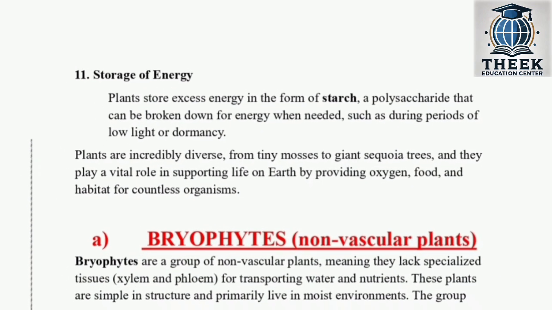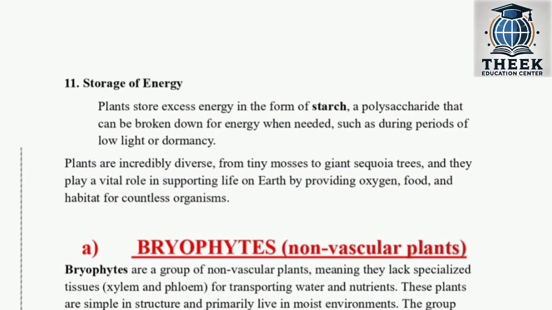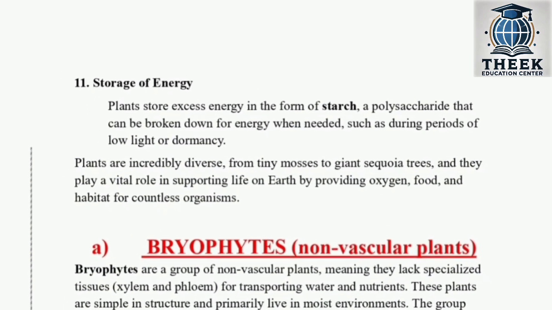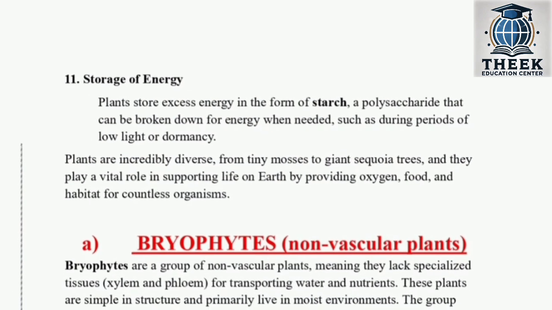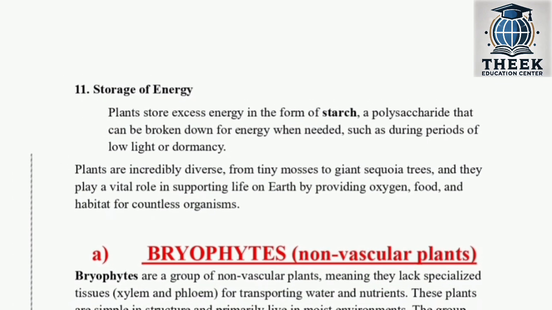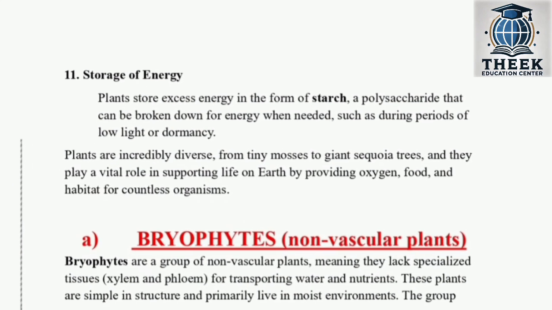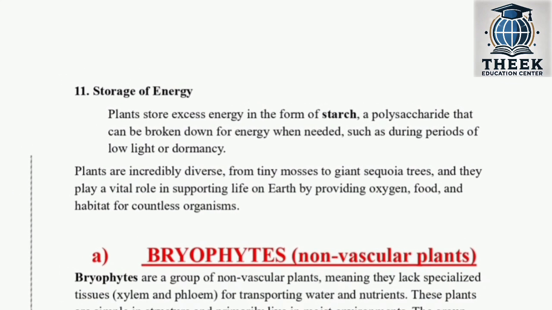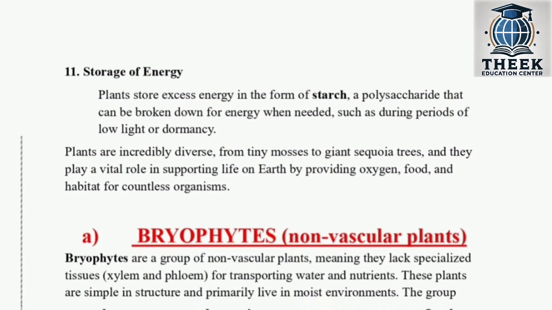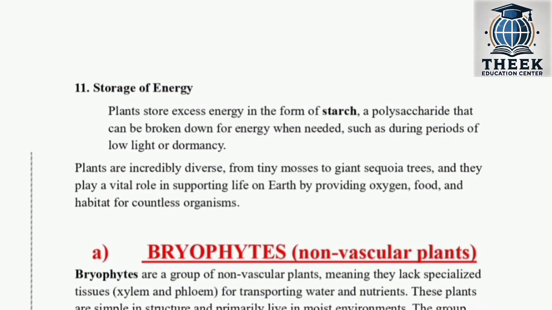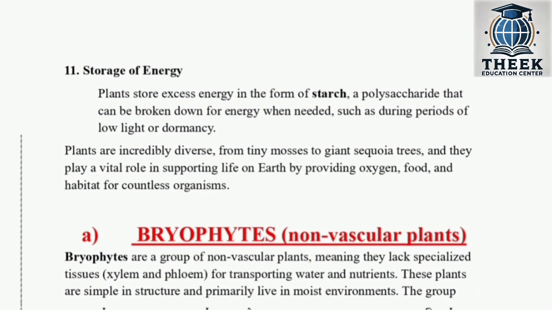Plants are incredibly diverse, from tiny mosses to giant trees, and they play a vital role in supporting life on Earth by providing oxygen, food, and habitat for countless organisms. We build houses using trees. The roofs are built using trees. So trees play a very vital role.